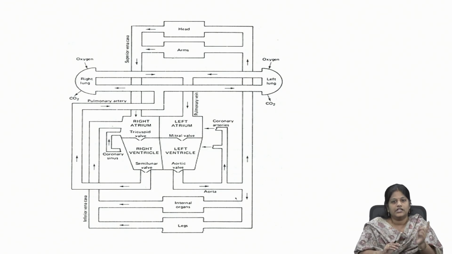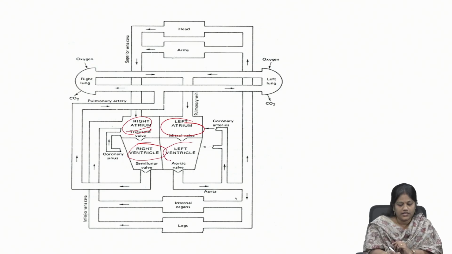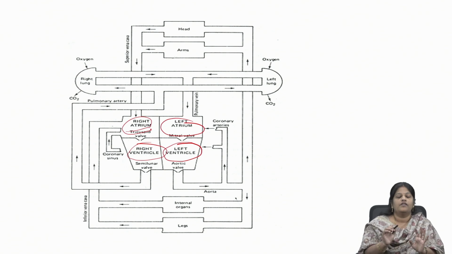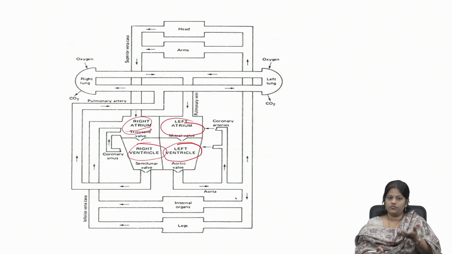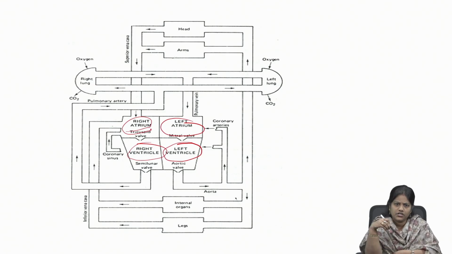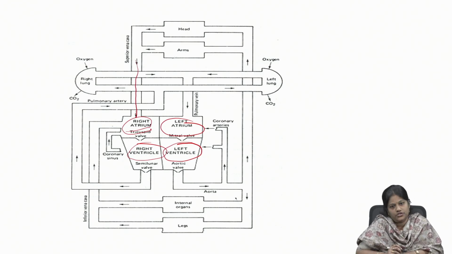So the first one is the right atrium and the next one is the left atrium. So this one here is the right atrium and the next one the left atrium. Next, the lower part: the right ventricle and the next one is the left ventricle. So our heart has four walls, four chambers. And already we have discussed before: blood from the upper parts of our human body flows through the superior vena cava. From the superior vena cava, the blood flows directly into the right atrium.